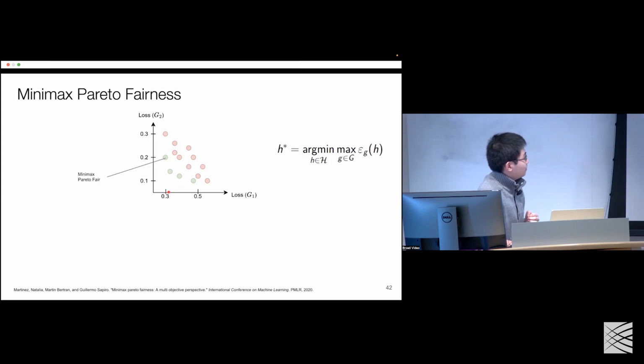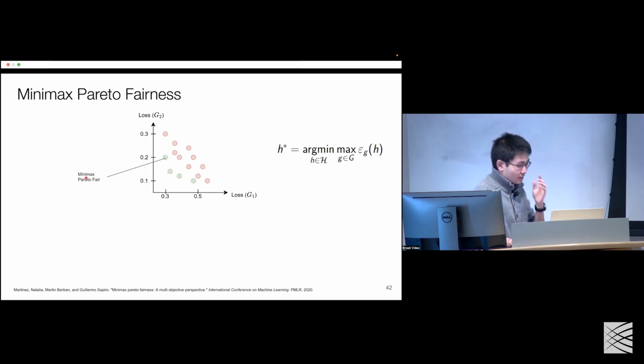Then what we can do is select the model within the Pareto optimal set that has the maximum worst-group performance, or the minimum worst-group loss. That corresponds to this model right here. Okay, so this is what min-max Pareto fairness is. We want a Pareto optimal model that's min-max fair.